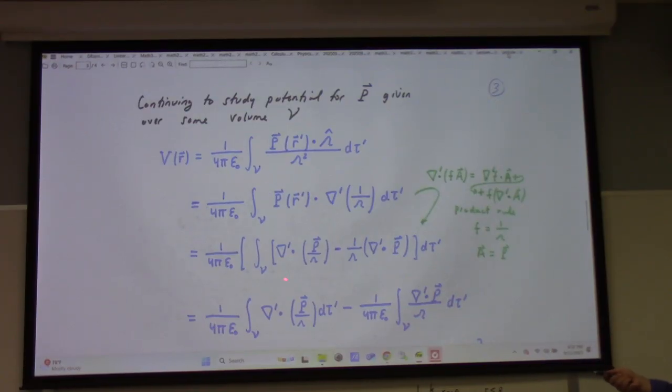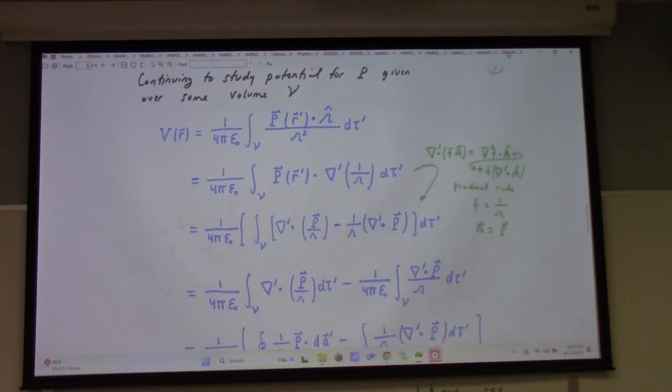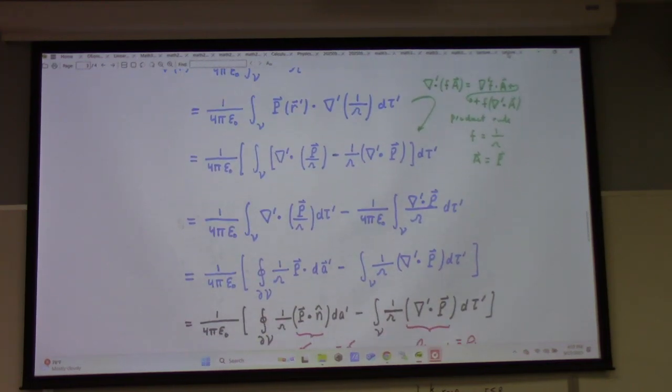Sorry. Anyway, cleaning it up a bit, I separated these like so. And then I think I switched markers because this marker's too stupid.